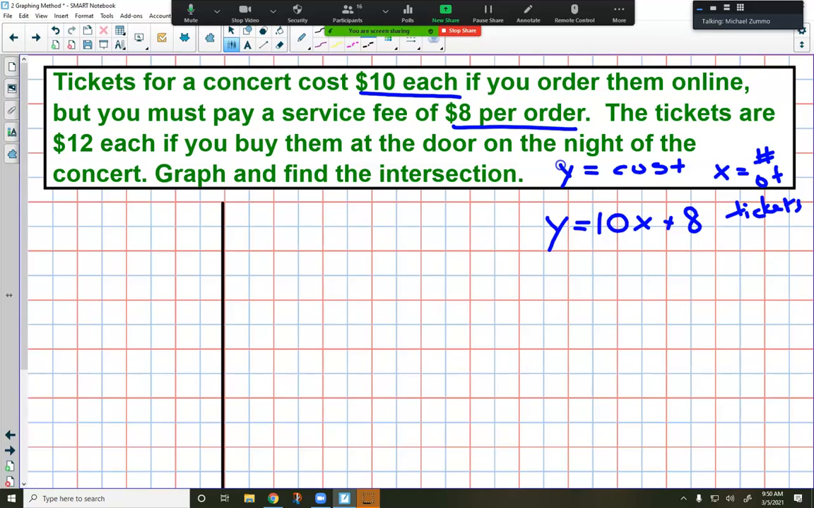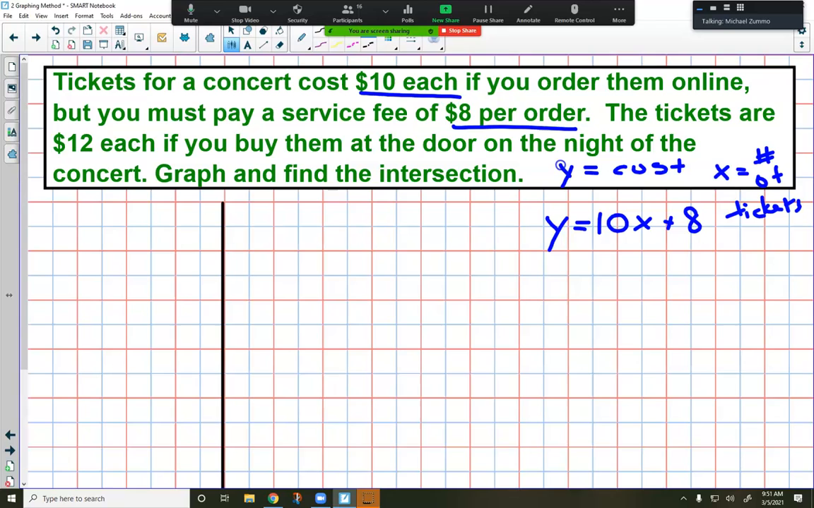This is very much a real life situation. If you use Ticketmaster, StubHub, Live Nation, I think is one of those, they're going to charge you a fee on top of the cost per ticket. Obviously, it'll be more money than these. We're using friendly numbers, but that's a real life thing. It'll be some kind of service fee and then an amount per ticket.